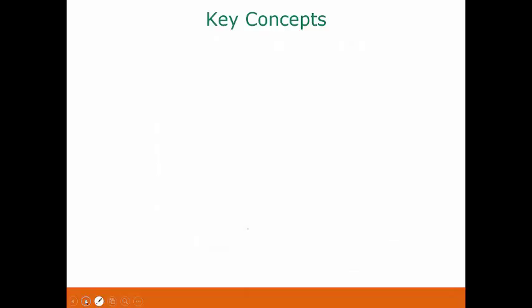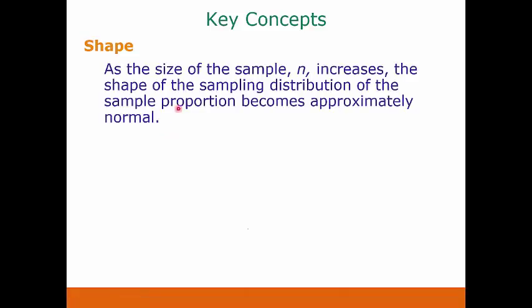So here are some key concepts that have to do with the distribution of our sample proportions. First of all, the shape. As the size of the sample n increases, the shape of the sampling distribution of the sample proportion becomes approximately normal. So in those three histograms, as our n kept getting bigger, our histogram looked more bell-shaped, more like a normal distribution.